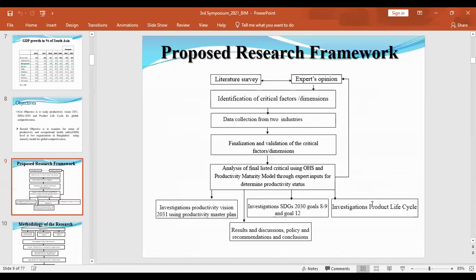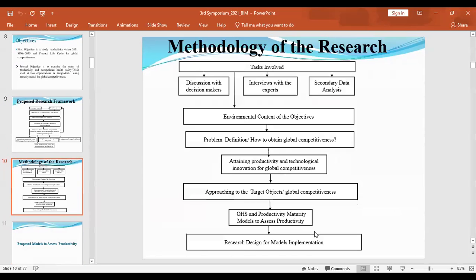This is the research framework. How do I conduct this research? This is the literature review, expert opinion, identification of critical factors, and data collection. And ultimately, we investigate the productivity vision 2030 and SDG goals. Not all goals, we only investigate goals 8, 9, and 12 for industrial purposes, and we investigate the product life cycle also for global competitiveness. And then the results and discussion, policy recommendation, and conclusion.